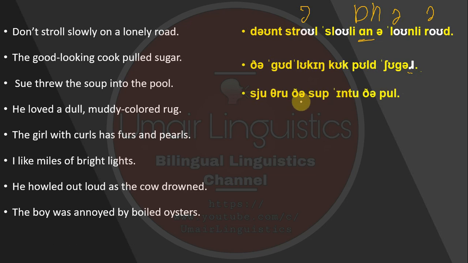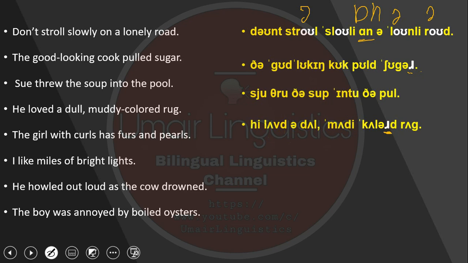Sue threw the soup into the pool. No difference between British and American English, but it can also be pronounced like "Sue" sometimes. He loved a dull, muddy, colored rug. In British English, there will be no R. It will be just like "colored".